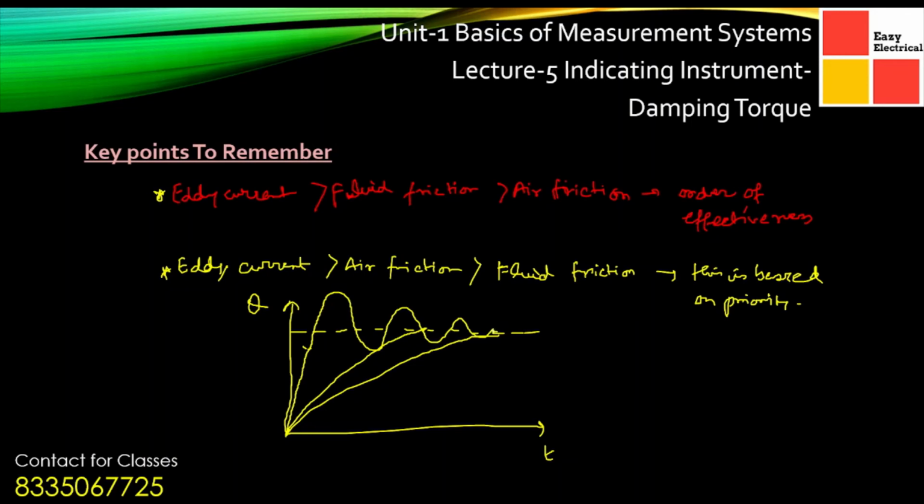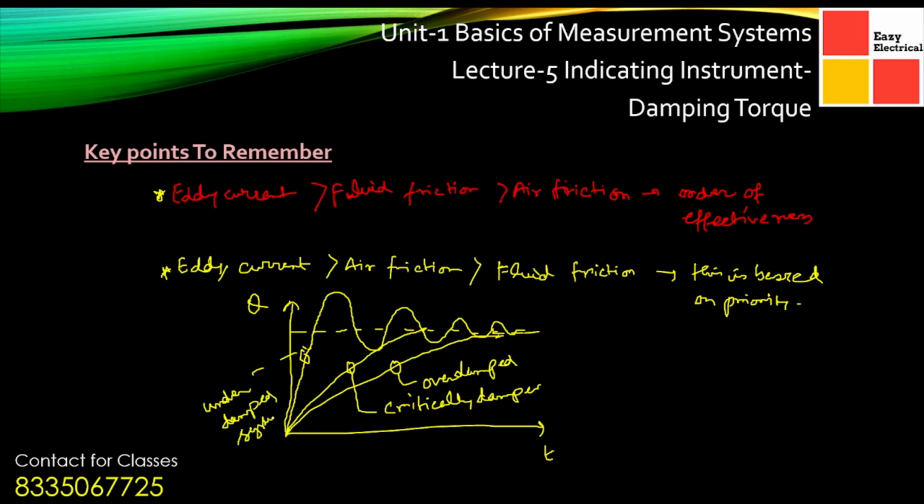So these are the 3 curves we have obtained. You can correctly say that this is an overdamped system. This is a critically damped system. And this is an underdamped system.